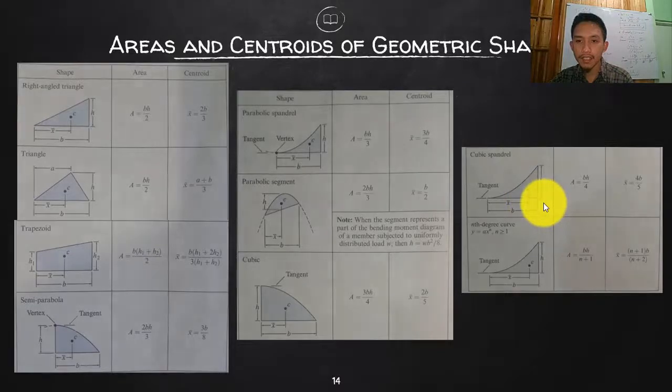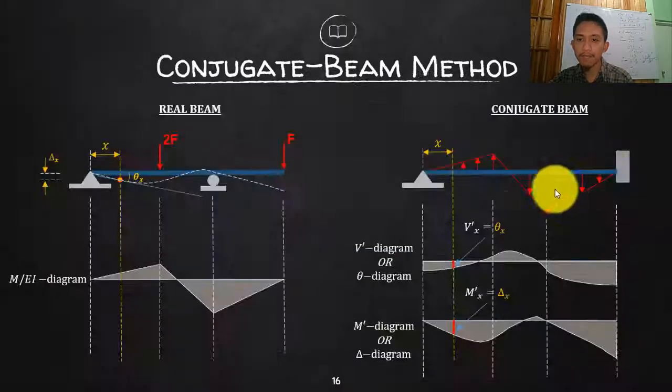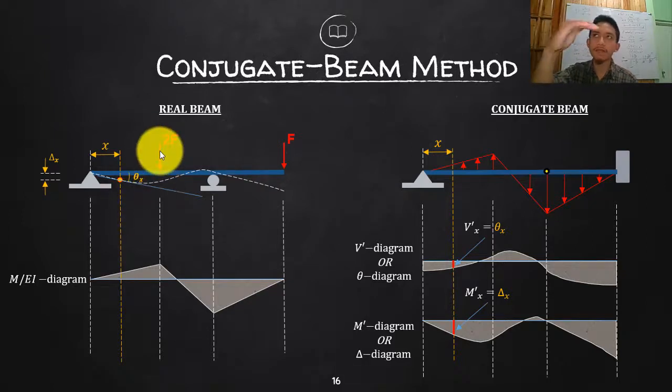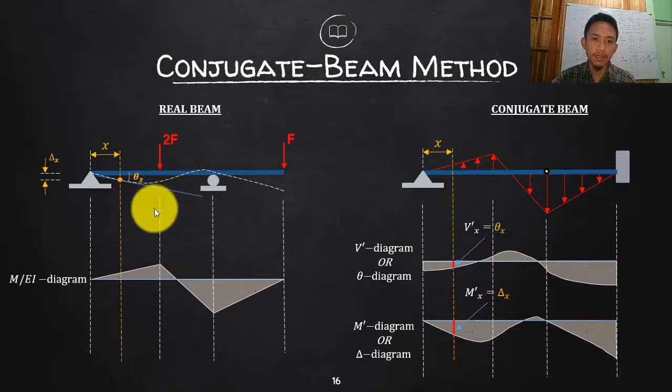Conjugate beam again, that is the way. If you want to construct the diagrams, why not? But you will expect that even if the load is a point load, that is the succession of degrees. From a point load, it will become a rectangle in your V diagram, and in your M diagram it will now become an inclined line or a triangle.